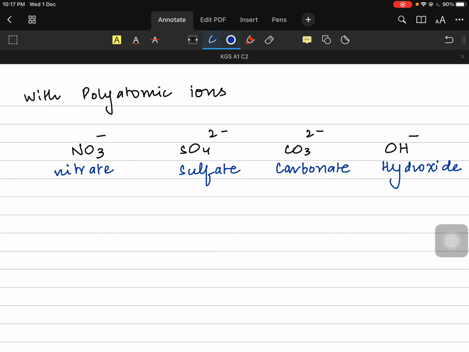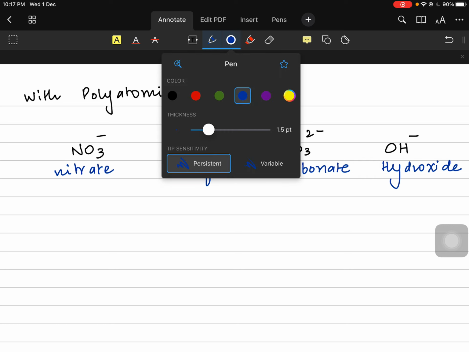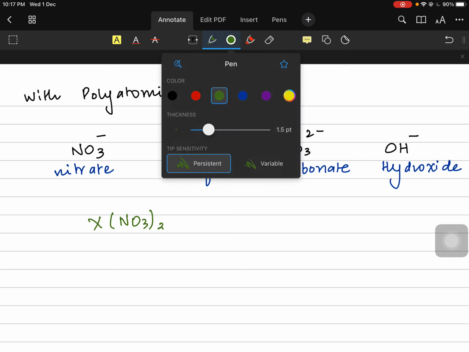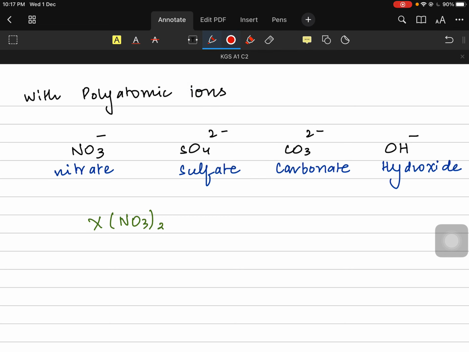So let's see. For example, if you have an element, let's call it element X, which is with NO3 twice. It's not NO3, it's NO3 twice. There are 2 nitrates over here. So you would know that individually a nitrate is -1, but 2 nitrates means it's a -2. The X has to be +2. So the oxidation number of X is equal to +2.